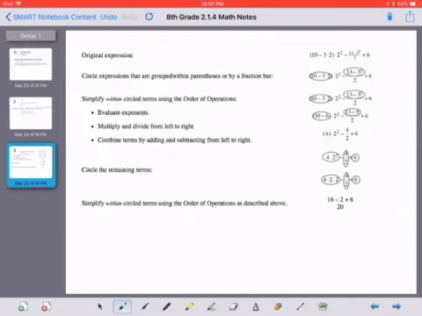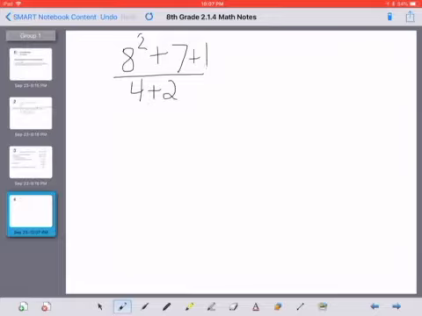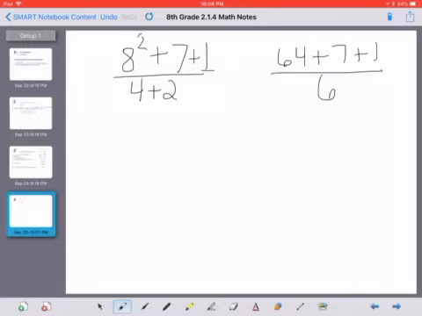20. So if we were to do another example of this, say we wanted to do 8 squared plus 7 all over 4 plus 2. Say it's plus 1 up here. So I know I can do the whole entire top at once. So I can get 8 squared is 64 plus 7 plus 1 divided by 6. So I get 64 plus 7, which is going to give me 71, plus 1 is going to give me 72. Oops.